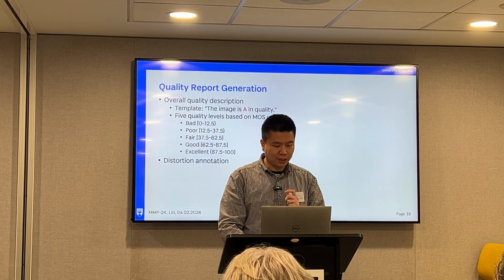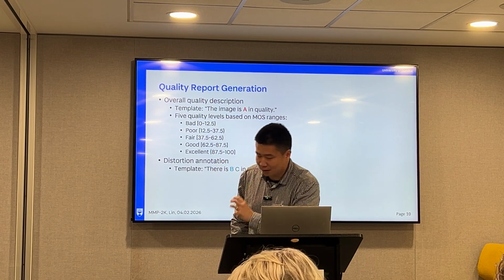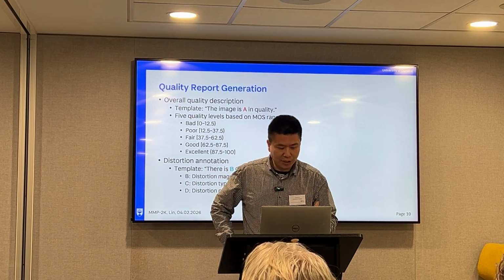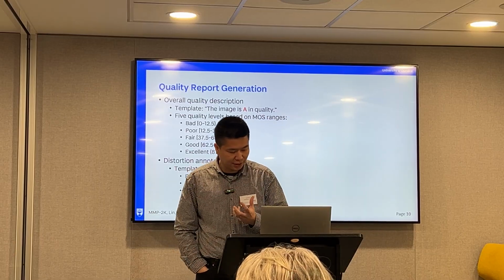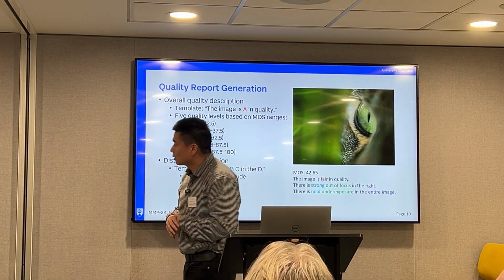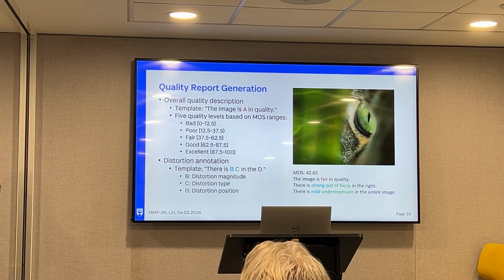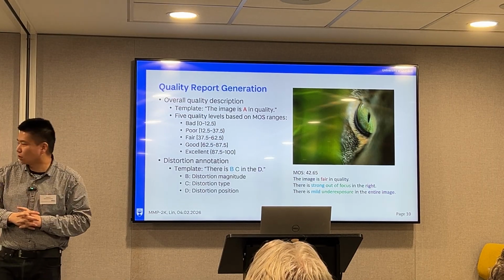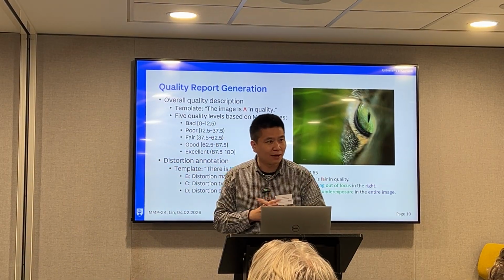And for distortion annotation, there's B, C, and D. B is the distortion magnitude and then distortion type. C, D correspond to the position. For this one, you can see the quality is very low, and this image is fair in quality, and then there is a strong out of focus in this part. And also the entire image has mild underexposure. It should be a little bit brighter, right?